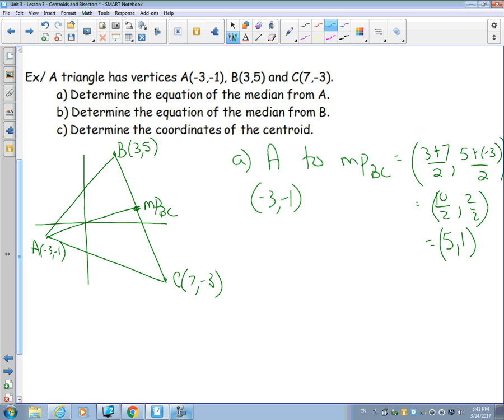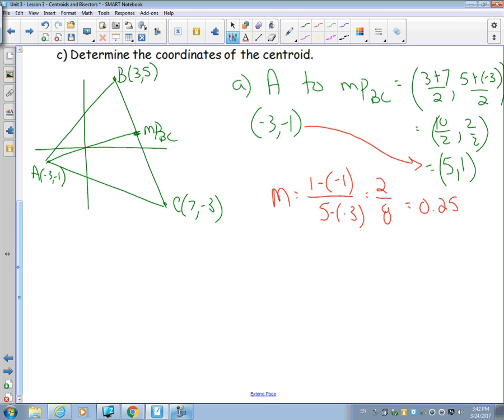I want to find the equation of that line. So how do I do that? I got to start at A and I got to end up here. Well, to do that, I need to find the equation, the mx plus b. First thing I can do is find my m. So I can do the y minus y over x minus x, which gives me 2 over 8. Now that's a fraction or a decimal, but it's a nice decimal. And there's nothing wrong with using nice decimals. So I know my slope is 0.25.